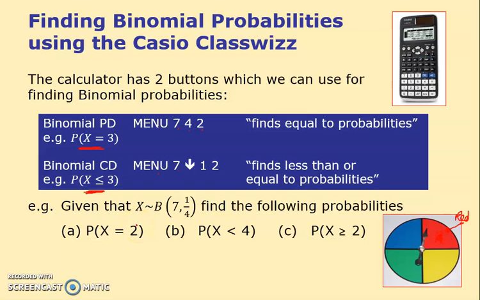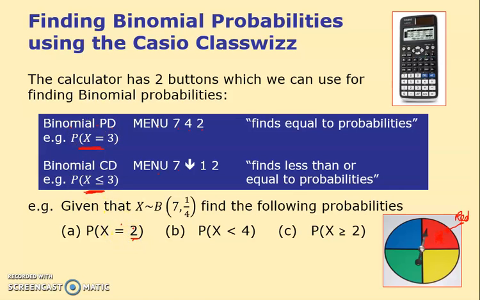First of all, because it's an equals one, I have to press binomial PD, because they're the equal ones. So we go menu, and you press 7, because that's the one with a probability distribution graph on it. And we then press 4, and you'll notice I then press 2. I always choose the variable option. Now, once I've got to this stage, it says, what's your x value? Well, you can see my x value here is 2. So I'm going to type in 2.